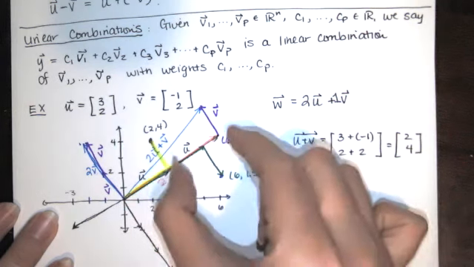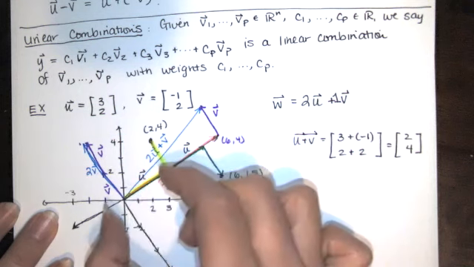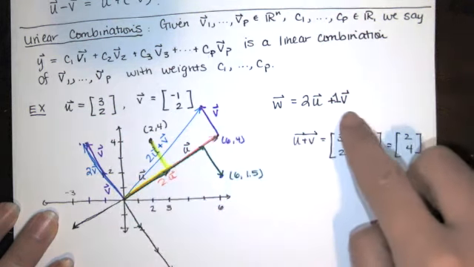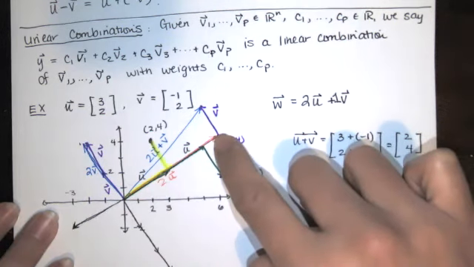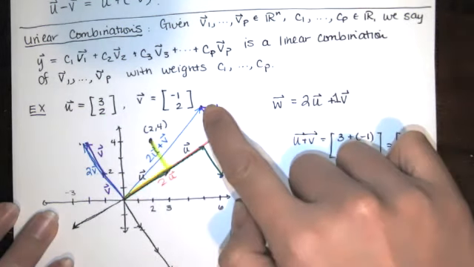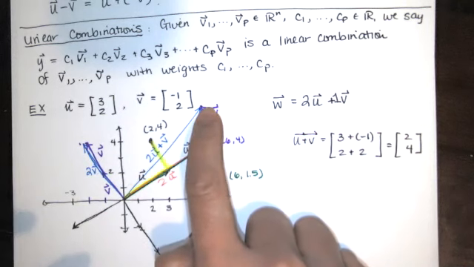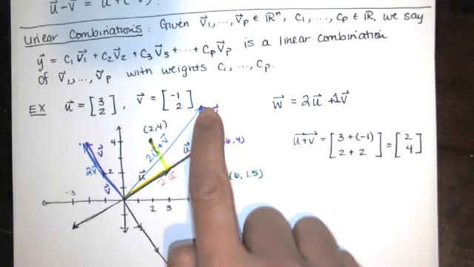So it's like you're going 2 units in the u direction, if that makes sense. But you're going in the direction of u twice. And then you're going to pick up where you left off and then go in the direction of v once. And then they say, where do you end up? Well, that's w.